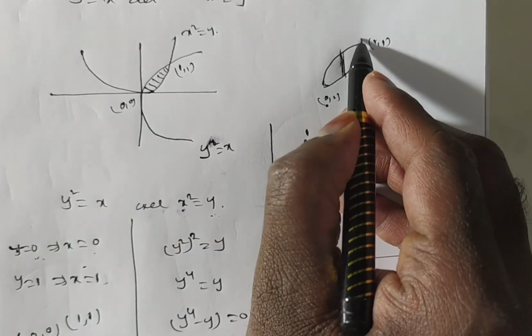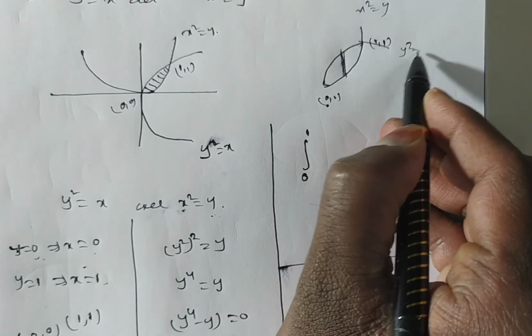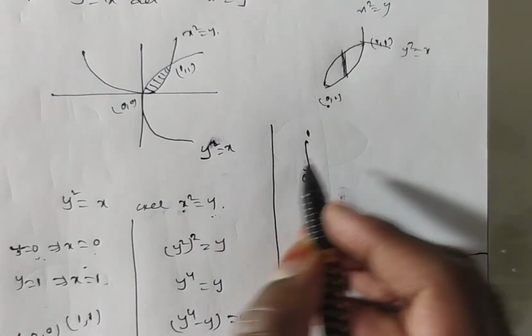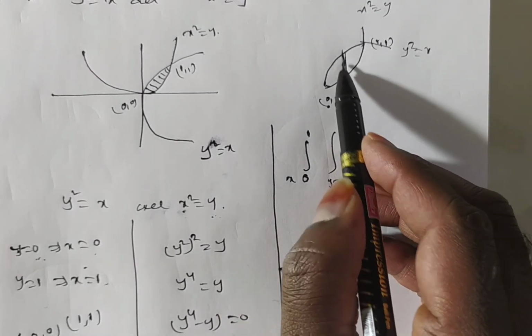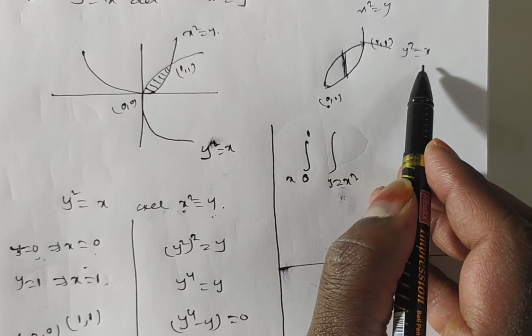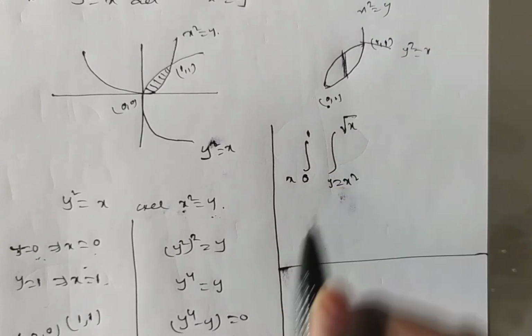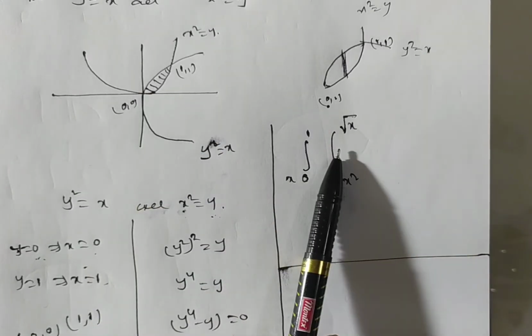You observe this is the curve x square is equal to y, and this is the curve y square is equal to x. What is the lower curve for this strip? y is equal to x square. This is the x limits now. Now y is equal to x square. And what is the upper curve for this strip? Here y square is equal to x, so y is equal to root x. Of course plus or minus root x is also correct, but here you have to write plus root x; whether plus or minus depends on the quadrant only. So this is in the first quadrant, so you write root x only.